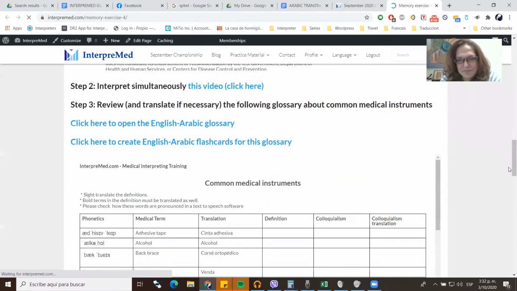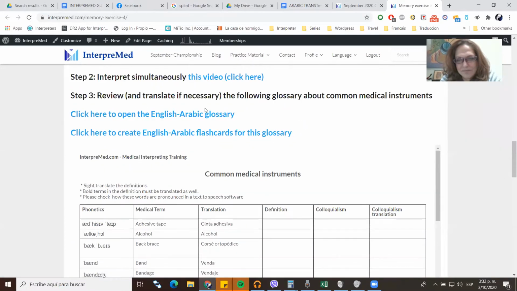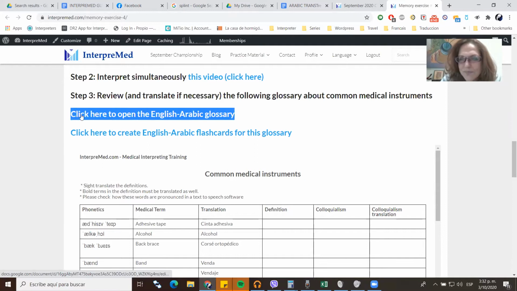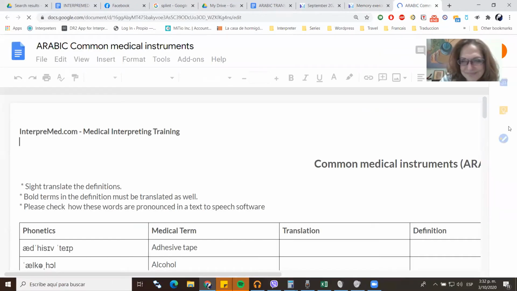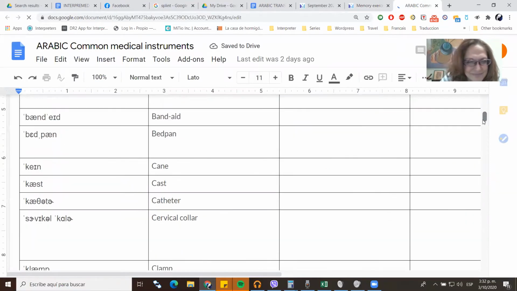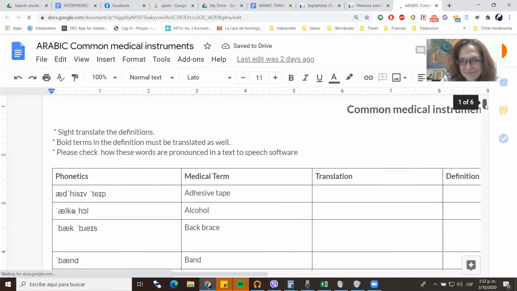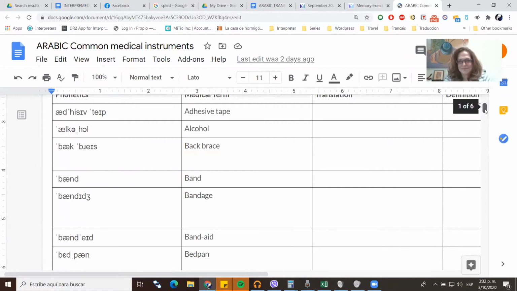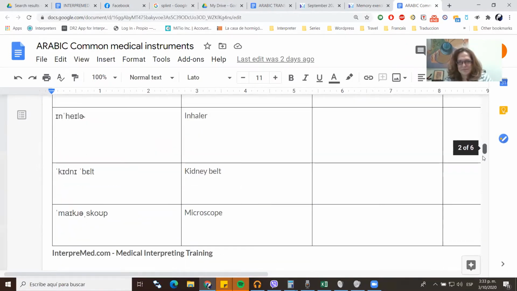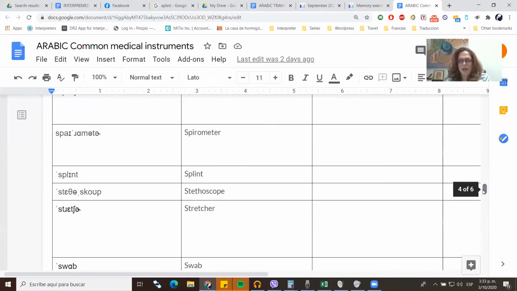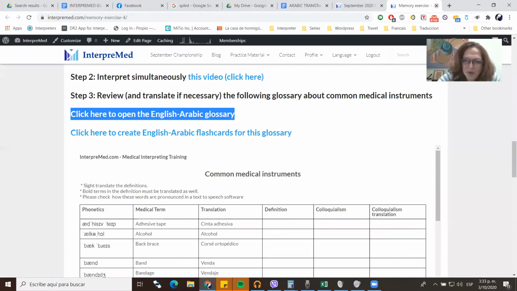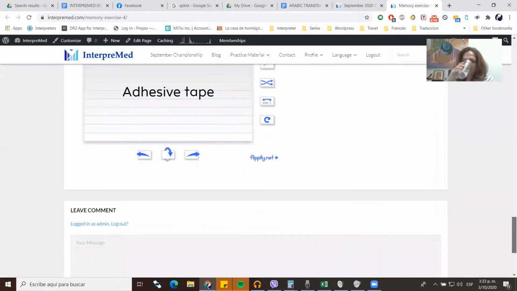So here I used the letters that you can see. And here we have the Arabic. Oh, that's the Spanish one. That's another glossary, common medical instruments. It's not translated yet. I'm not putting pressure on you. This is just as much as you want. It's not translated, but it's okay if you don't do it. If you have time, you do it. Okay.